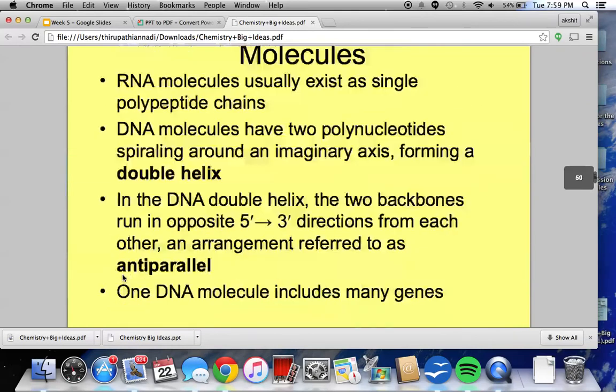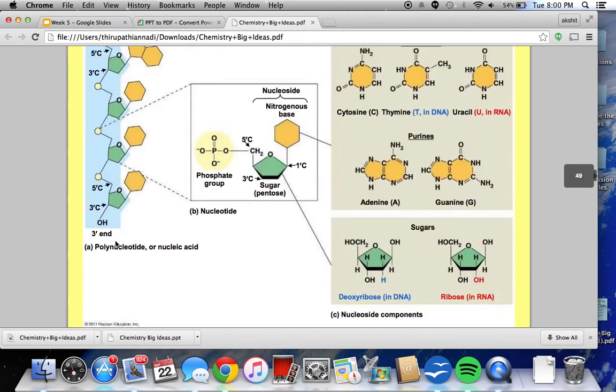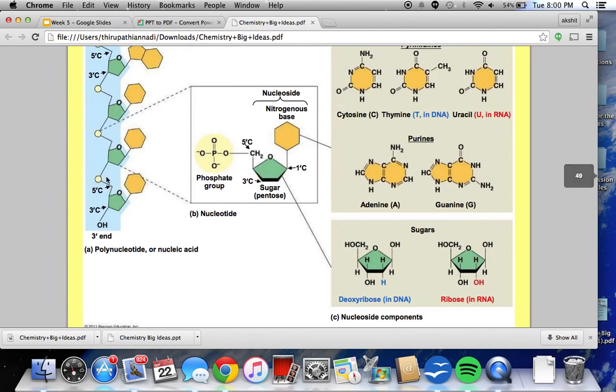And I'll just show you what that's about real quick. That just indicates that the 5 carbon is on top and the 3 carbon is on the bottom, or that the 3 carbon is on top and the 5 carbon is on the bottom. As you can see, that just shows if it's upright or upside down in the chain.